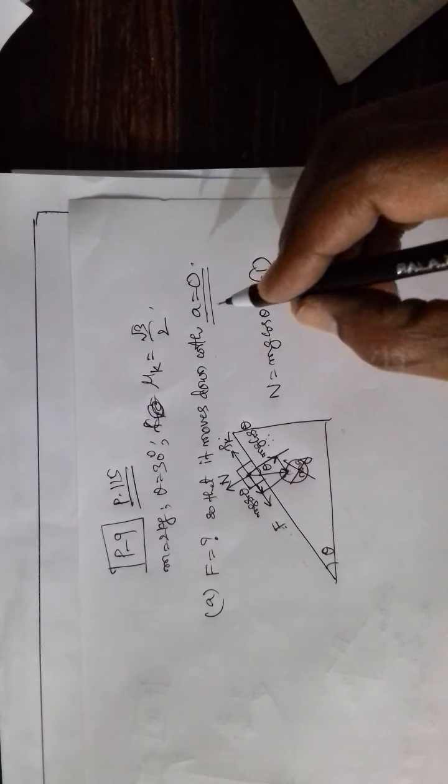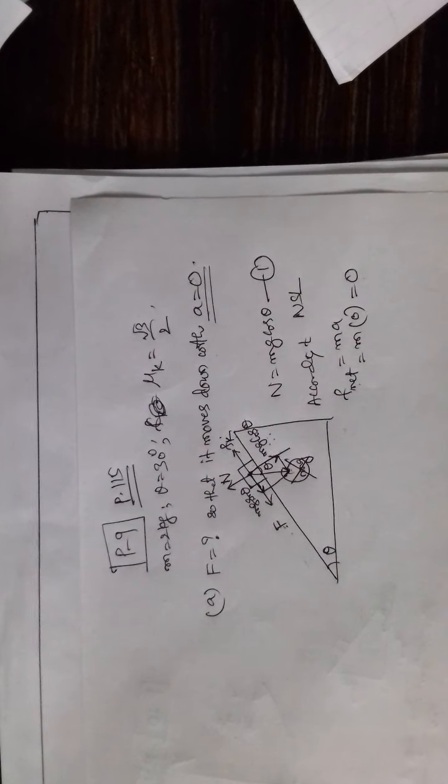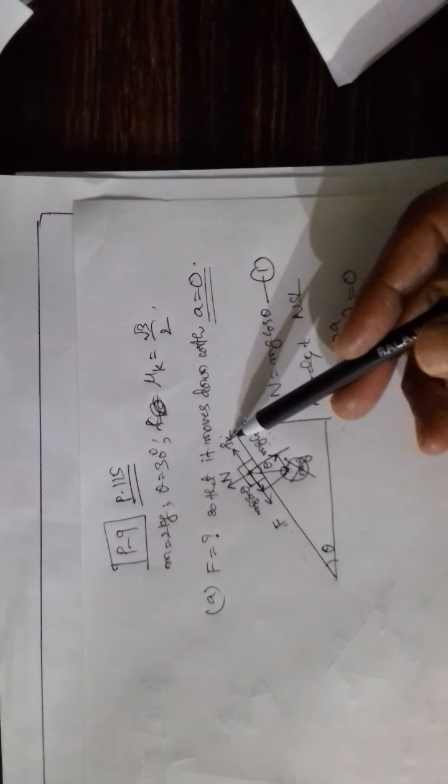So according to Newton's second law, F net is equal to ma. A is equal to 0. So net force, its meaning is along this direction F net must be 0. Okay. So in the moving direction, let us take the force as positive. Then opposite direction force becomes negative.